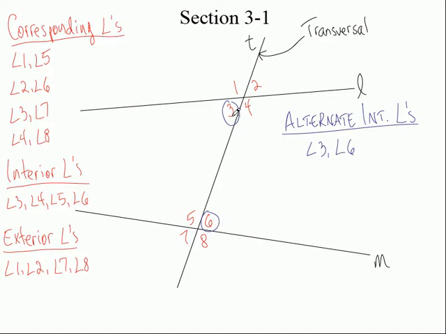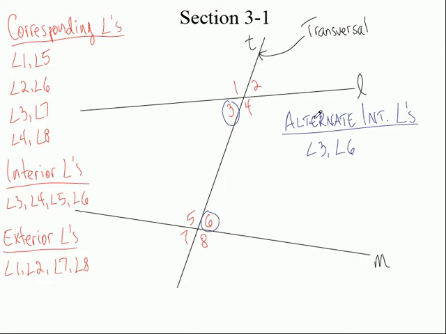Make sense? So 3 and 5 are not, because 3 and 5 have something in common: they're on the same side of the transversal. 3 and 4 are not. They're a linear pair, so they already have their own name. But 3 and 6, okay, 3 and 6 are alternate interior angles.